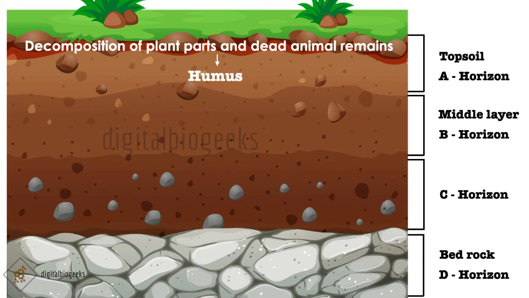The layer beneath the topsoil is called the middle layer or B horizon. It contains a reduced amount of humus but more minerals. This layer is harder than topsoil and more compact. We saw that topsoil is porous but the middle layer is compact. That means they're closely packed together.